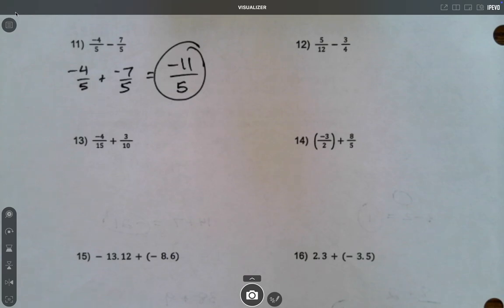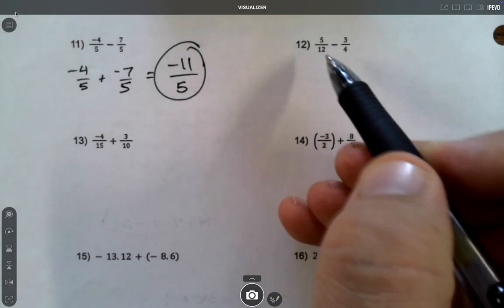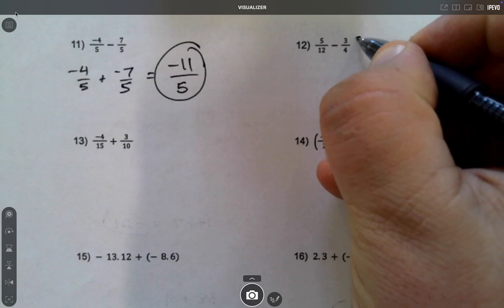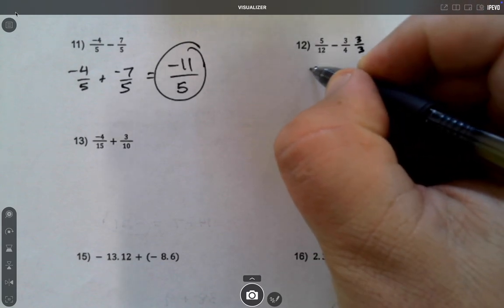Okay, on number 12, we have different denominators. So we got to think, what's the smallest number that both 12 and 4 go into evenly? That would be 12. So this one is already where we want it to be because it has the denominator of 12. But this one, we'll have to multiply top and bottom by 3.